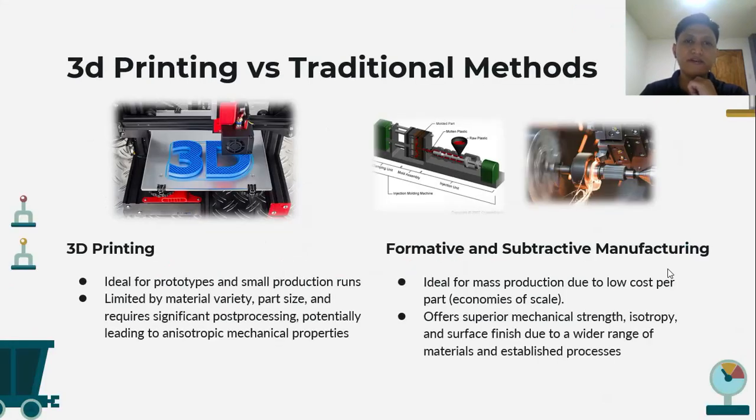So what is the difference between the traditional methods, such as formative and subtractive manufacturing? 3D printing is ideal for prototypes and small production runs. However, formative and subtractive are ideal for mass production due to low cost per part, as they utilize economies of scale. 3D printing also is limited by material variety and part size, and requires significant post-processing, potentially leading to anisotropic mechanical properties.